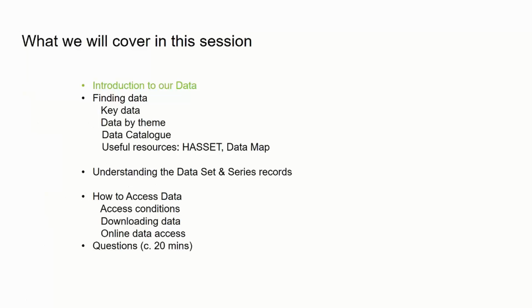Today's webinar will be about how to find and access data held by the UK Data Service. There will be an introduction on the types of data available via our service and the information on how to use our various search engines as well as other useful tools. In the second part of the webinar, we will look at the dataset and series pages. In the third section, we will look at different ways data can be accessed and we'll touch on different access conditions that exist for our data.